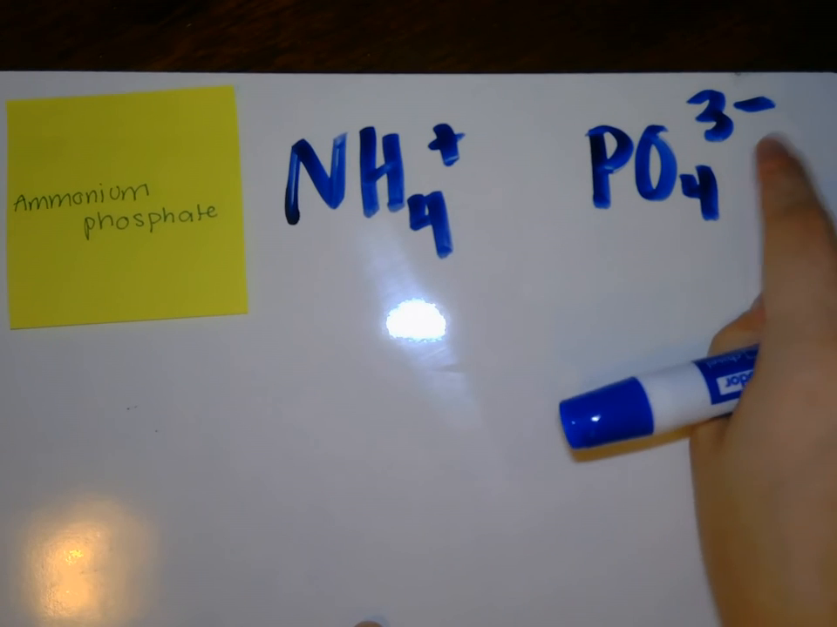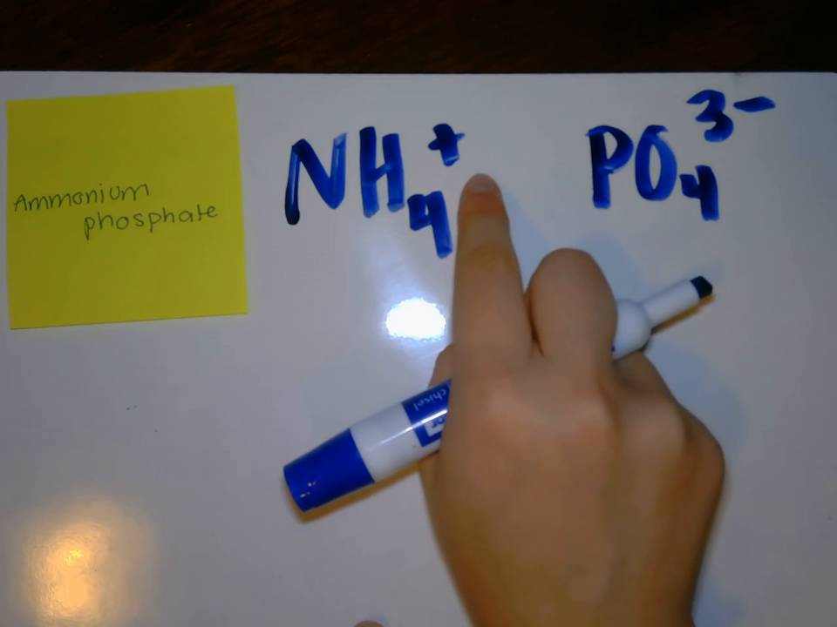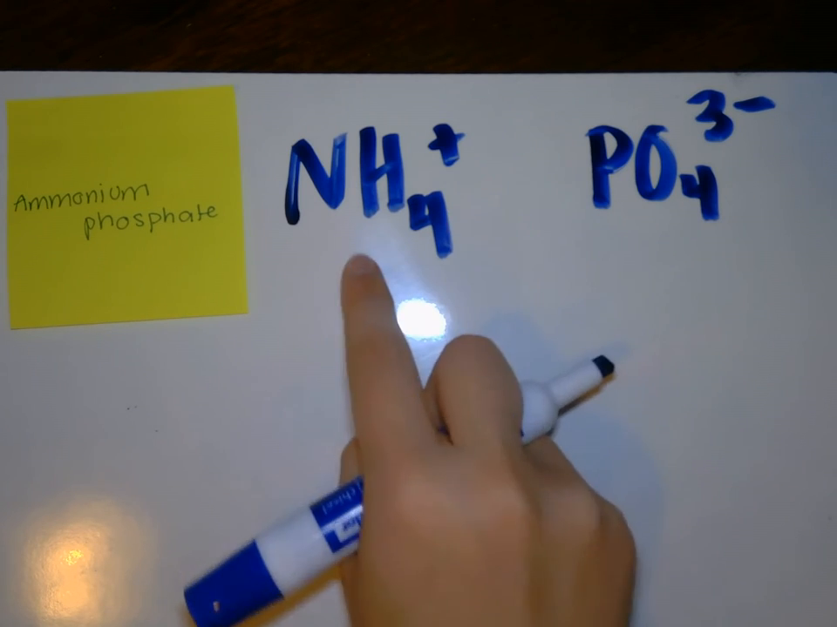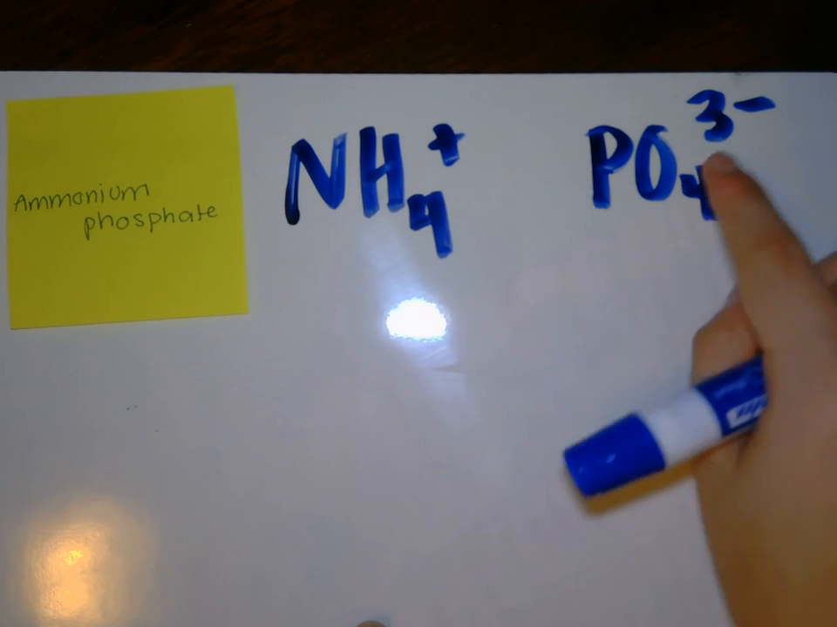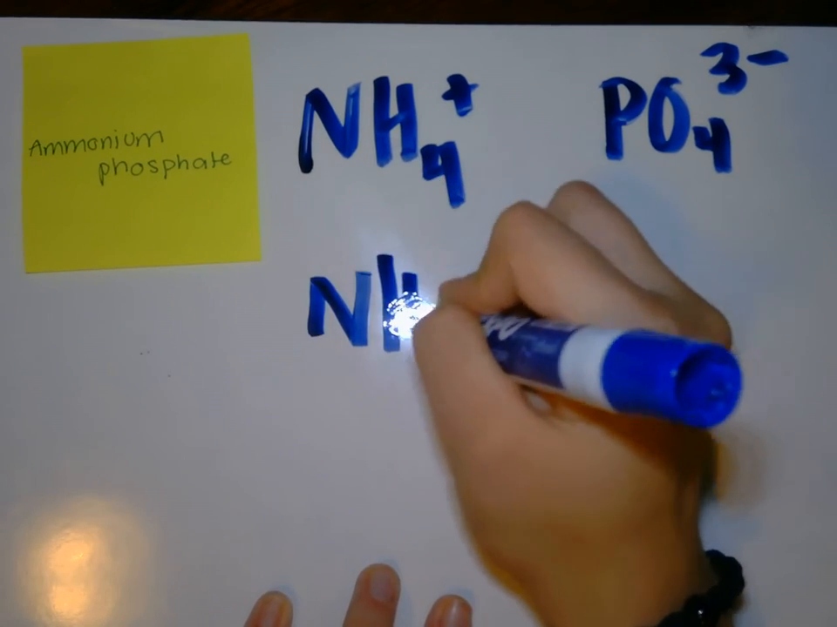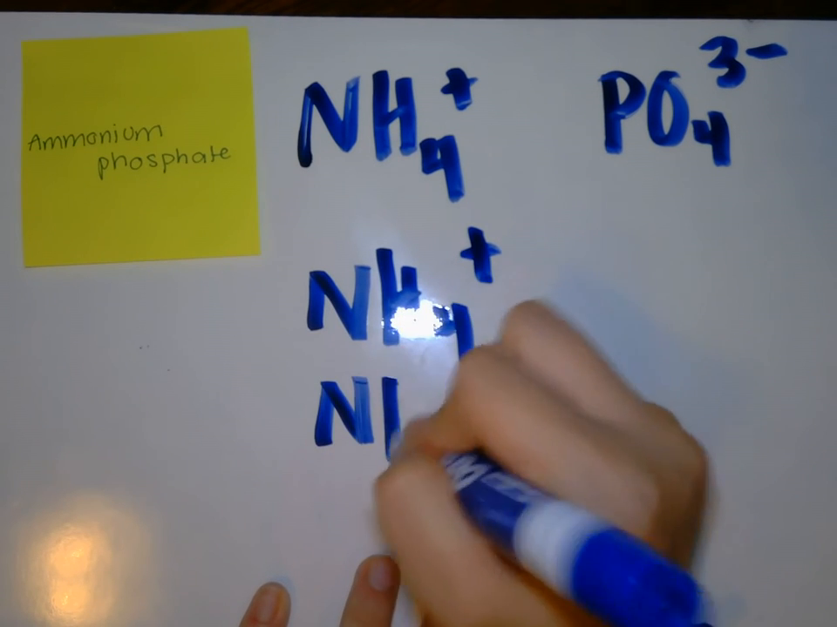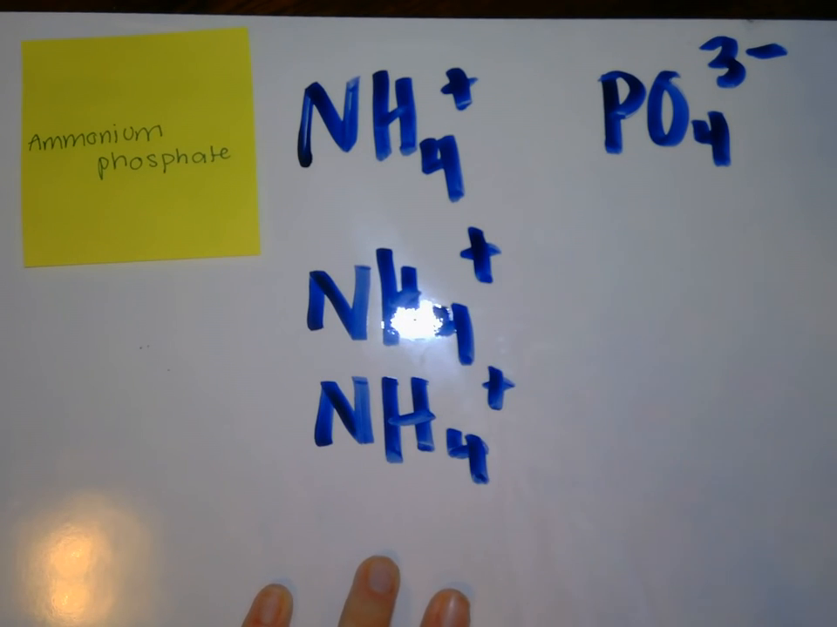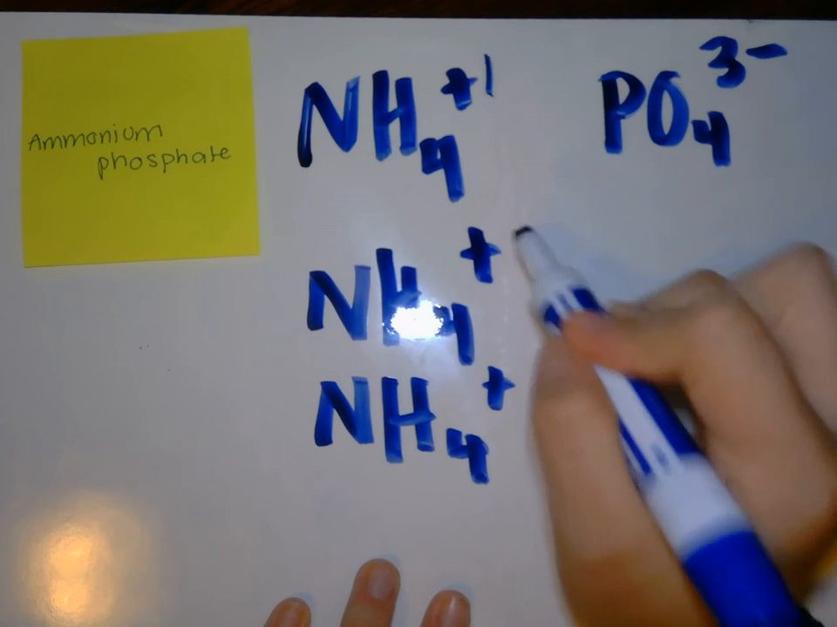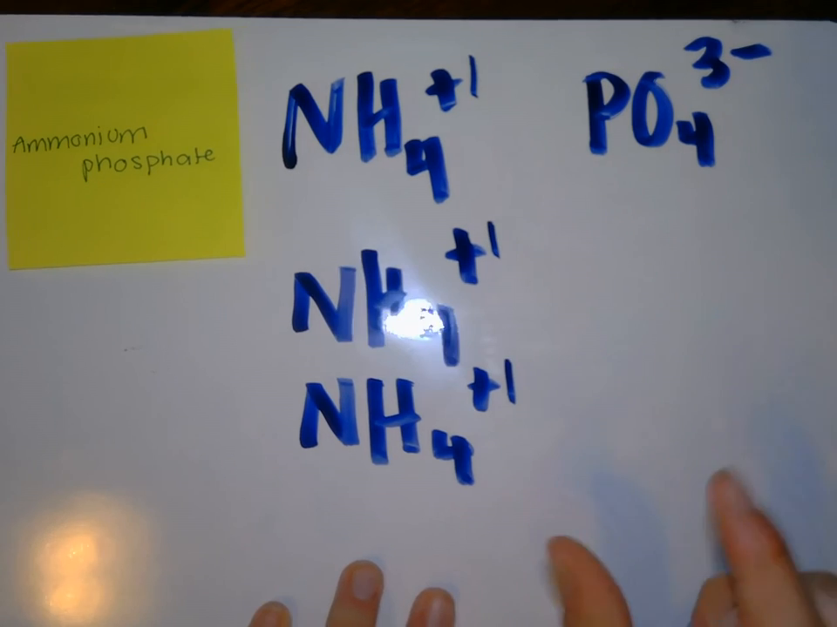So I have 3 negative. This is my largest charge, and I have +1. I know that I can add 2 more of these molecules to balance out this 3 negative. So if I draw another NH4 positive and another NH4 positive, I have a +1, +2, +3 charge and a 3- charge. +3 -3 add up to 0.